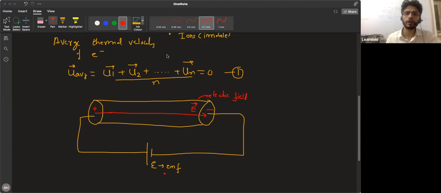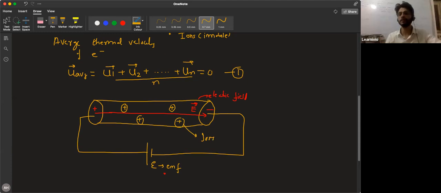Now, due to this field, ions are not affected by this field. Ions will remain at rest. There's no effect on these ions by the field. But these free electrons will experience a force in a direction opposite to that of the field. So electrons will move in a direction which is opposite to that of the field.